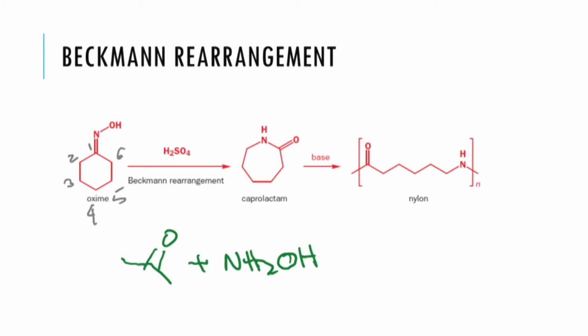And when you treat this oxime with an acid, such as H2SO4, it undergoes a rearrangement to produce caprolactam. And caprolactam is a very important industrial reagent that is used to produce nylon. As you know, nylon is a polymer that's very widely used. And so this is an industrially very important reaction. Now let's look at the mechanism of this reaction.